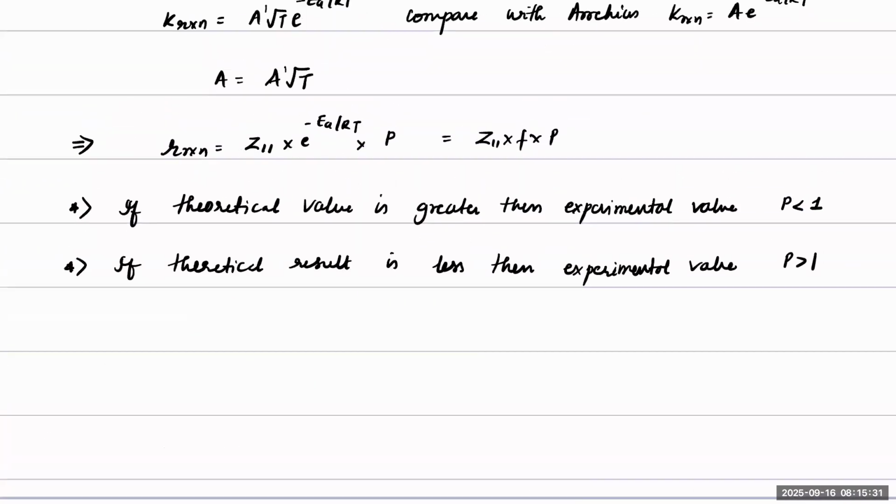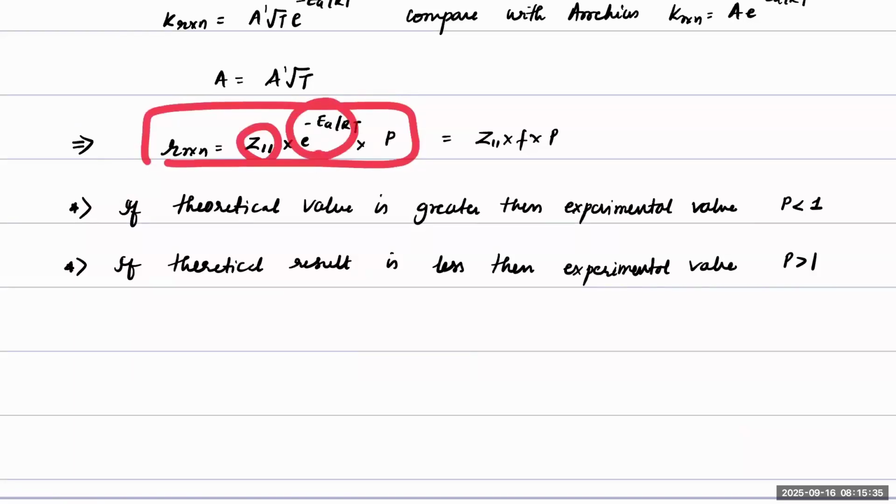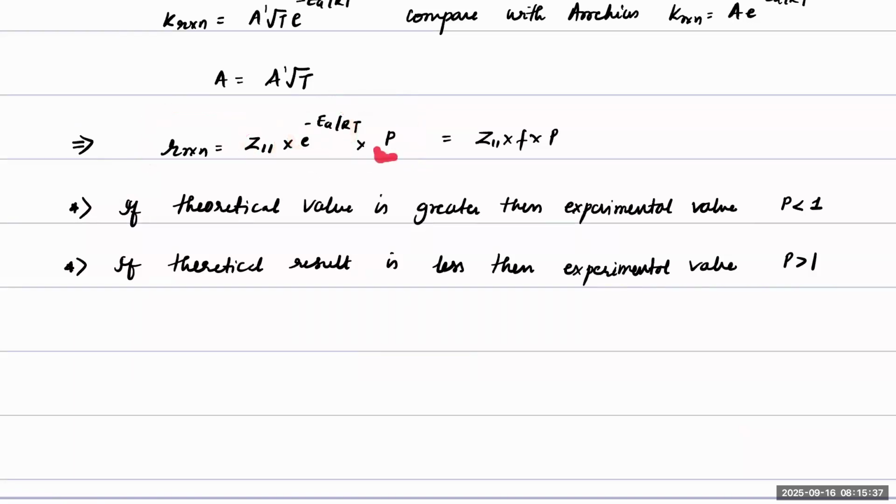Next. Rate of the reaction overall can always be written as Z11 into this exponential factor into a factor P. P is known as the probability factor. That is, what is the probability that these particles will convert into products. Got it? So that factor will usually be between 0 to 1.